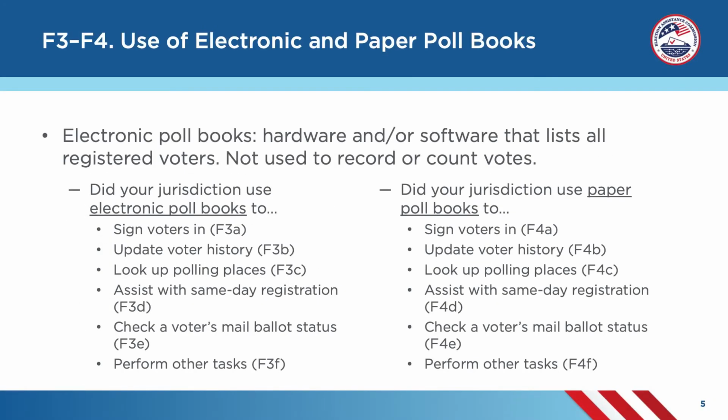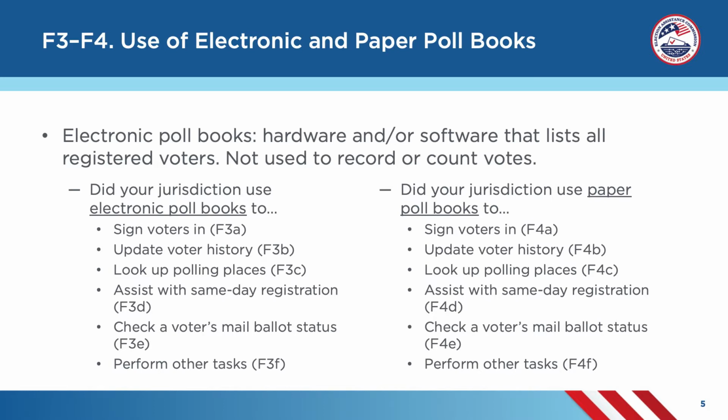The next set of questions asks about your jurisdiction's use of election technology to assist with the voting process. Questions F3 and F4 ask about the use of electronic and paper poll books, respectively. Electronic poll books are similar to printed poll books in that they list all registered voters, but electronic poll books incorporate some type of hardware or software component. Please note that these questions are about poll books only, not about any machine used to record or tally votes.